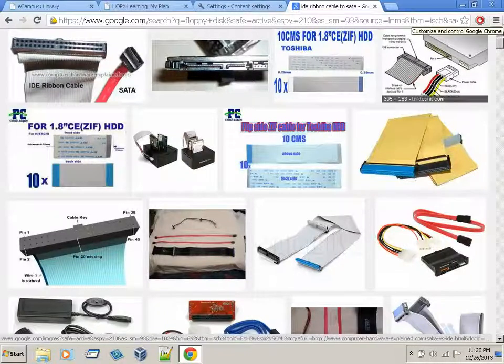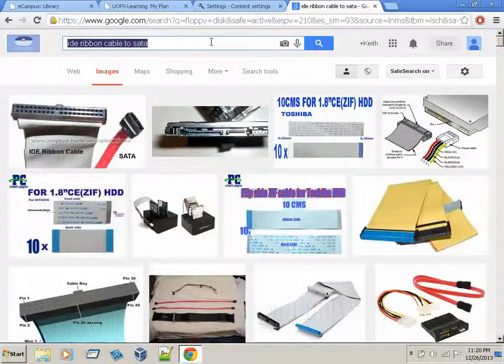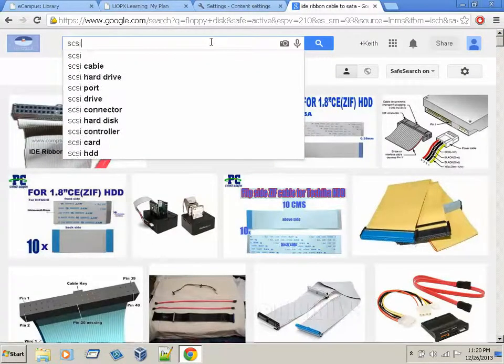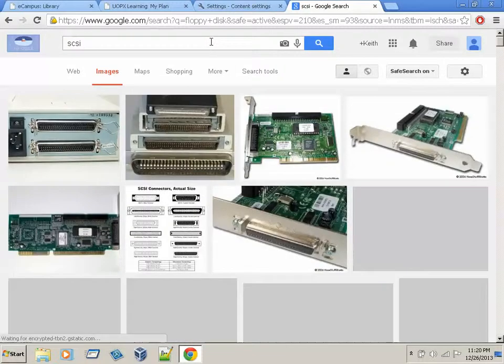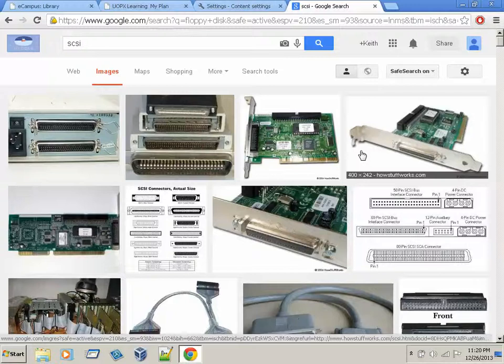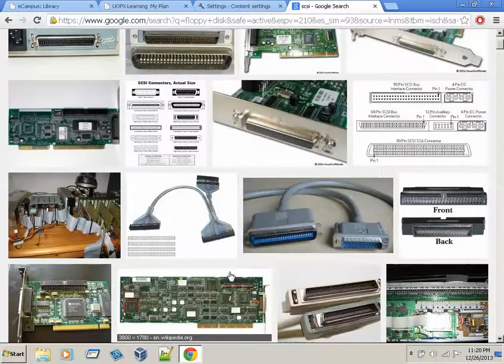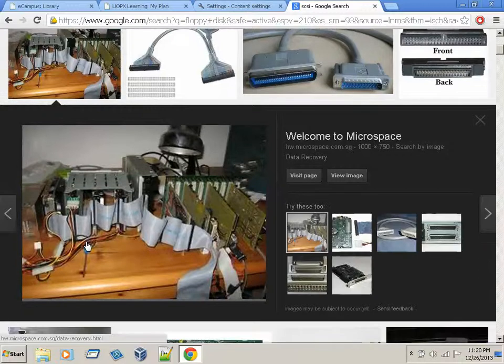We can kind of take a look at a picture. SCSI. So there's this SCSI connection, and then different ribbons and cables down here. And see how they can connect a lot of different devices to the SCSI. So it can be useful, depending on what you're doing, I suppose.